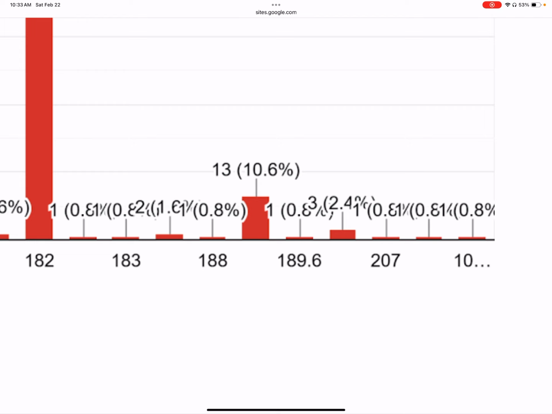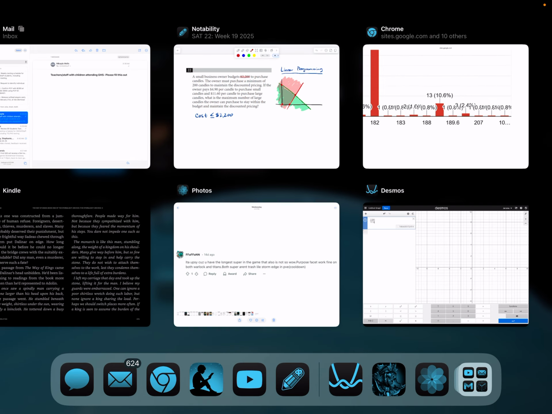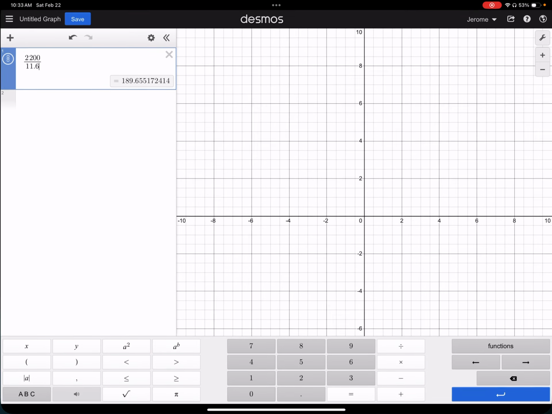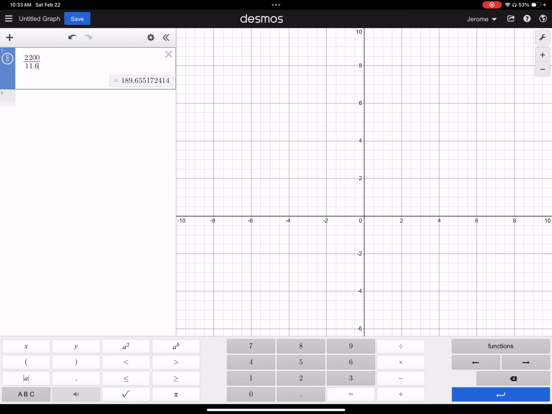And then there were some people that rounded down. There were some people that rounded up. And you do have to do a little bit of rounding here because, well, you can't buy a fractional number of candles. At least I don't think you can. But there's a problem with 189 or even 189.6. And the problem is you haven't reached the magic number of 200 candles.